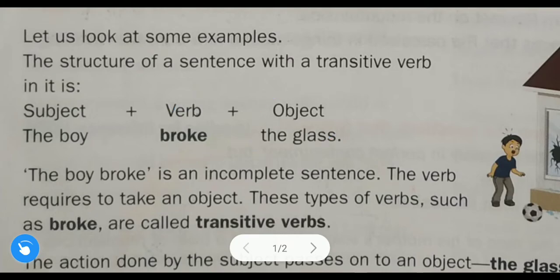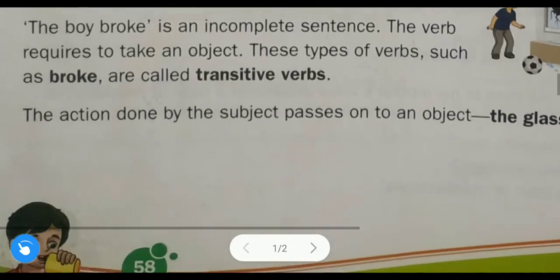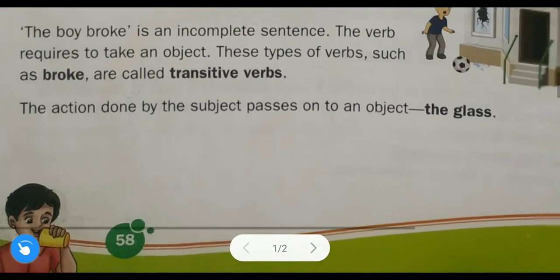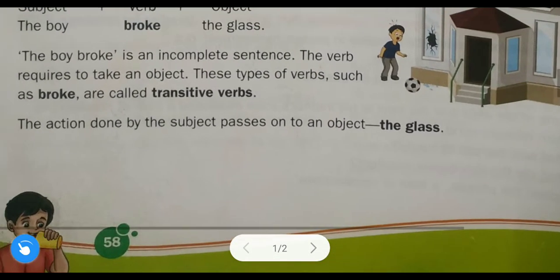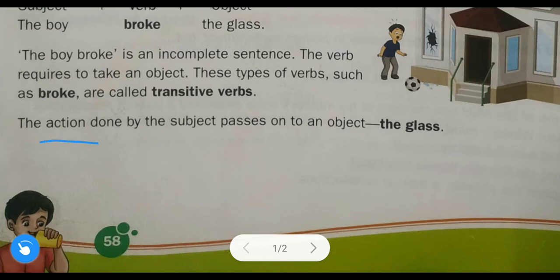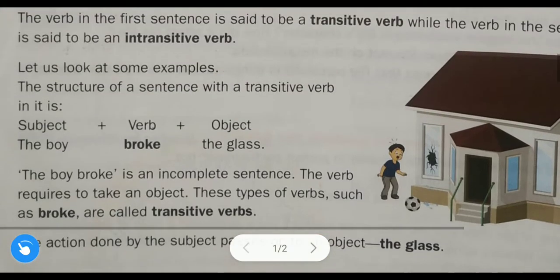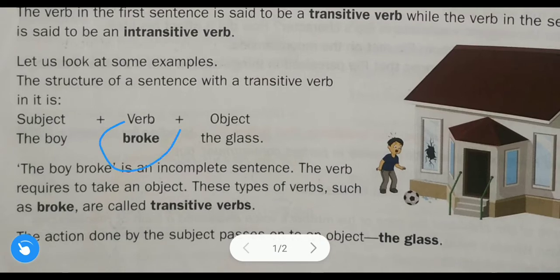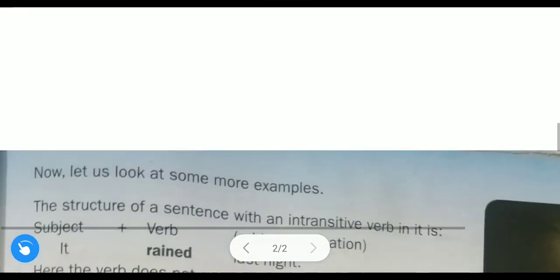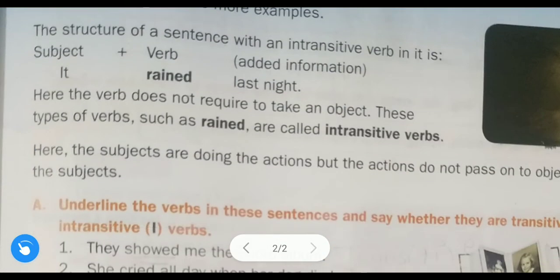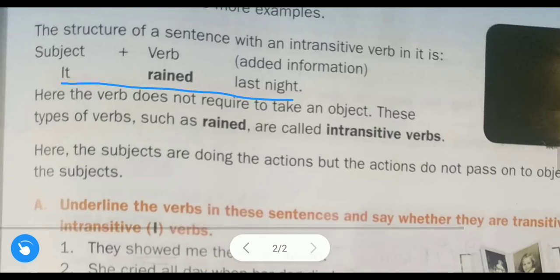Okay, understood? So let us discuss a few more examples. Before that we will just read this line. See, the action done by the subject passes onto an object, the glass. That is why it is called the transitive verb. So in this sentence broke is the transitive verb. Understood? Now let us discuss one more example, then you will understand.